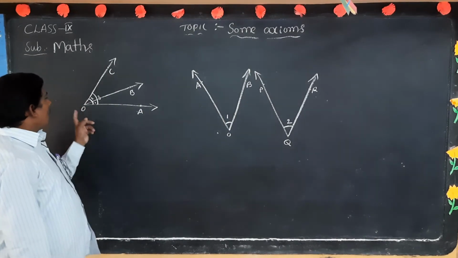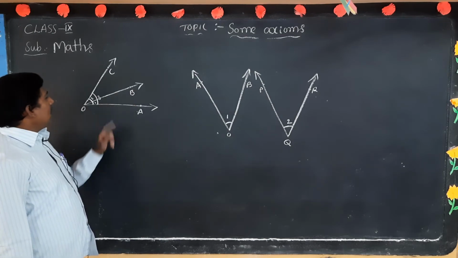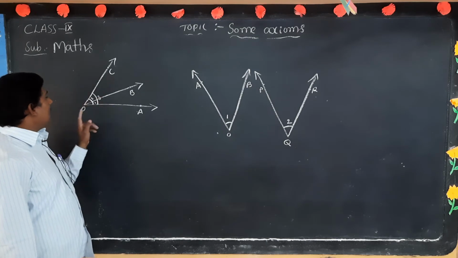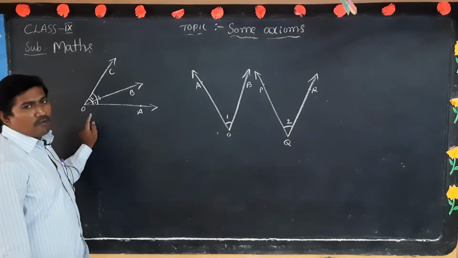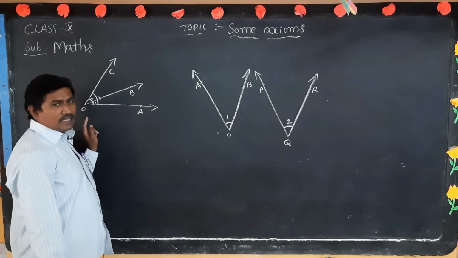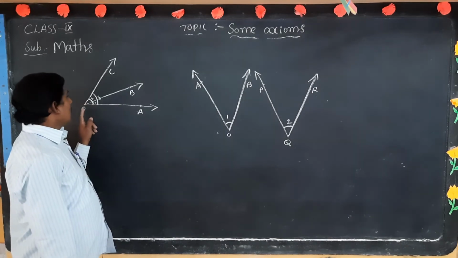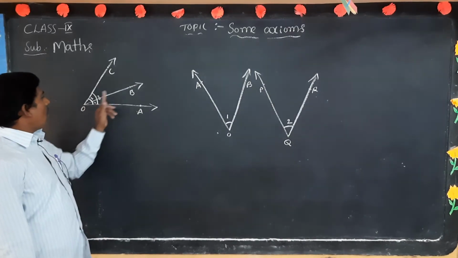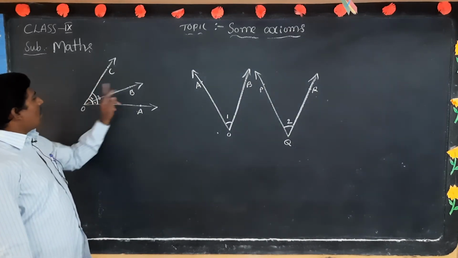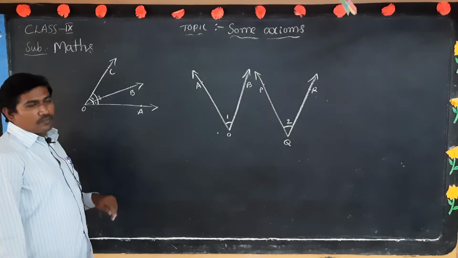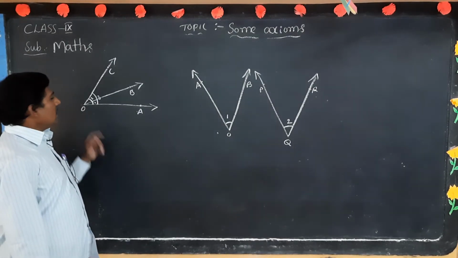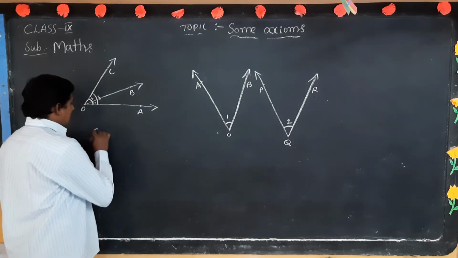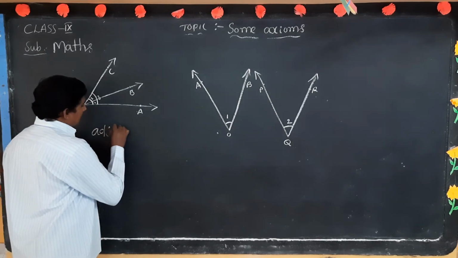Here OA ray, OB ray, OC ray. O is the common point, meaning the common vertex. And here OB is the common arm. Why? Angle AOB and angle COB: OB is the common arm, and O is the common vertex. Then these are called adjacent angles.